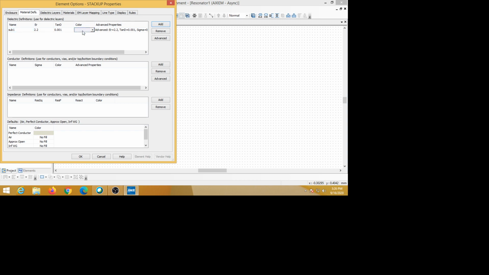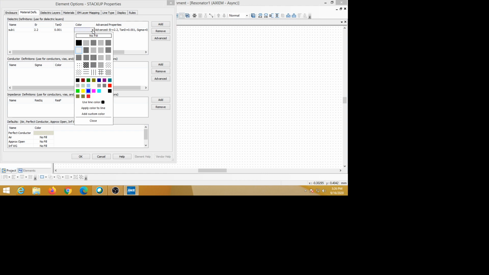You can change that color also; you can make it red, for example. That is our substrate material. Wherever the substrate material is there, you can see this color. Here we are defining one substrate, but sometimes we need to define two substrates. Then we can give a different color to each substrate.